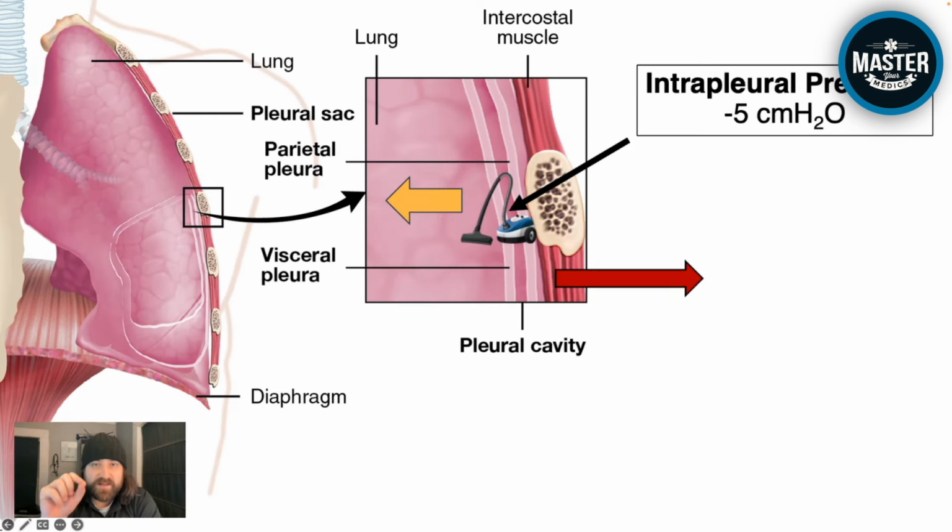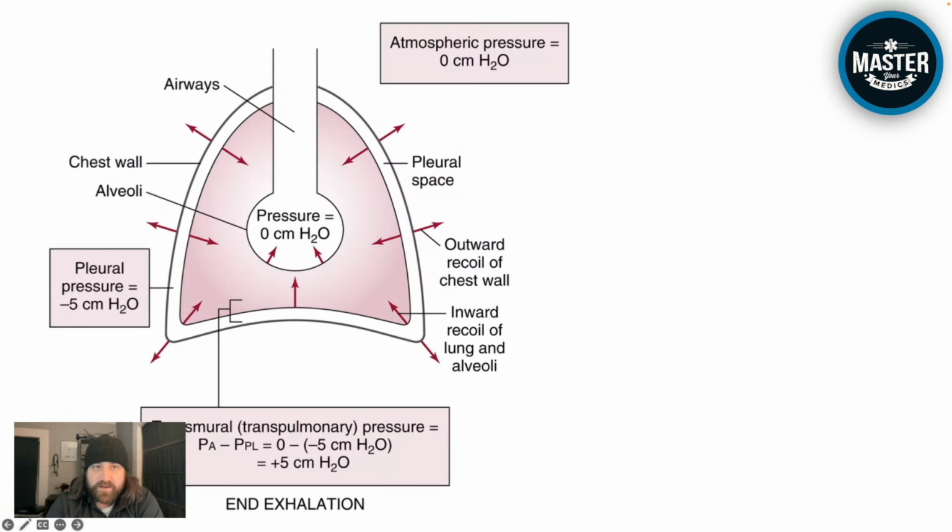So at rest, this is actually the only thing holding the lungs open. When there's no air moving, the inward recoil pressure of the lung is exactly balanced by the outward recoil pressure of the chest wall. This concept is really the key to understanding a pneumothorax.